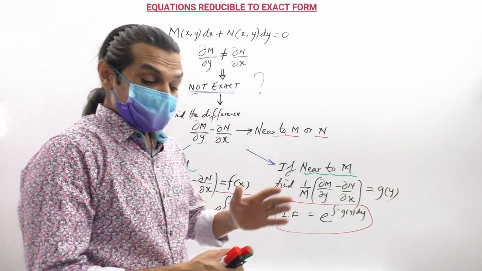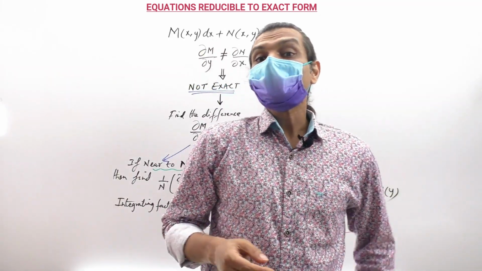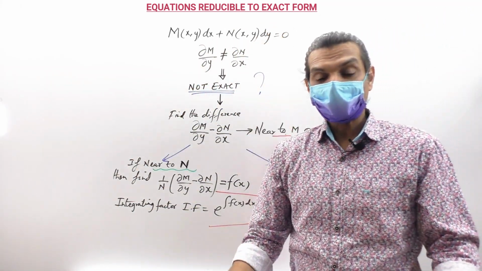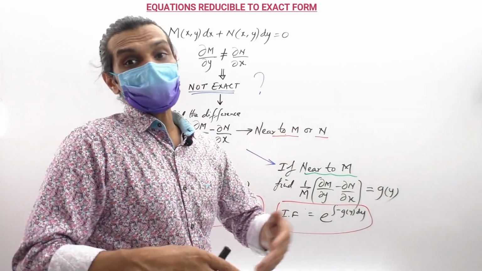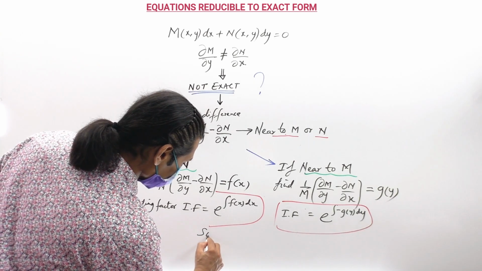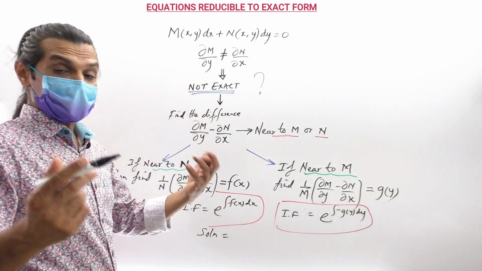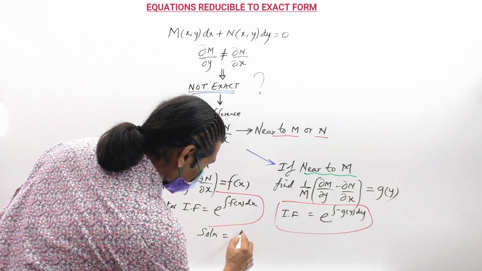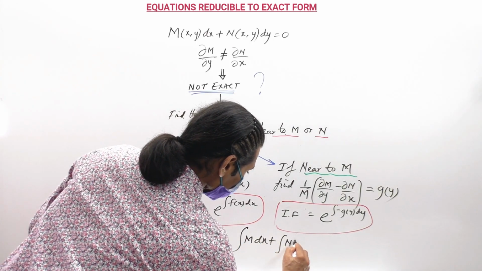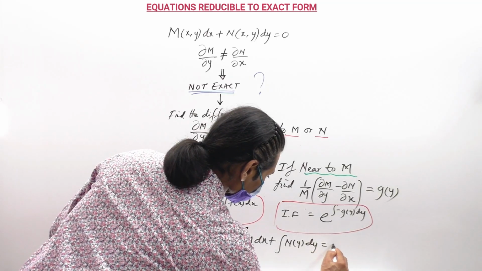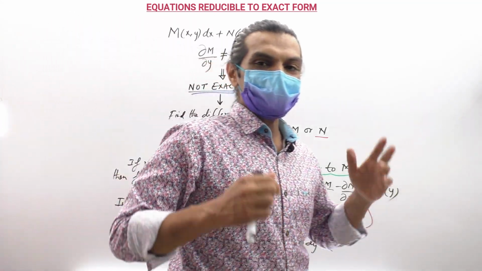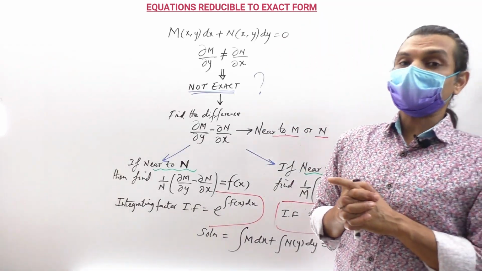So, what I told again, the integrating factor is something which when multiplied by the quotient makes it exact. Now, once it is exact, we know what the solution is. If it is exact, then the solution, as you know, we have done in the last video, will be integration of m dx plus integration of n, only the y terms, dy is equal to c. Solve as usual. That is it. So, this is the concept of reducible to exact form.